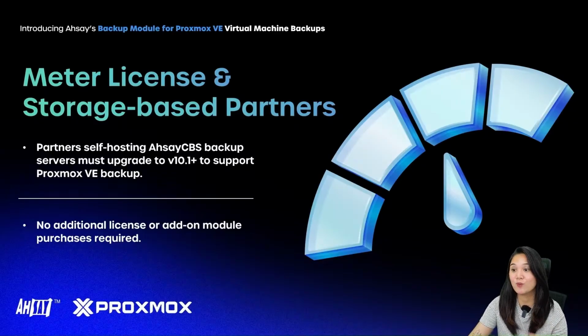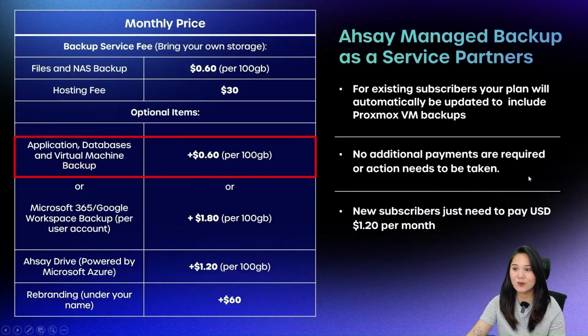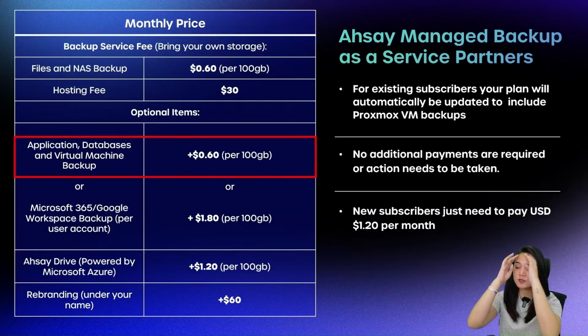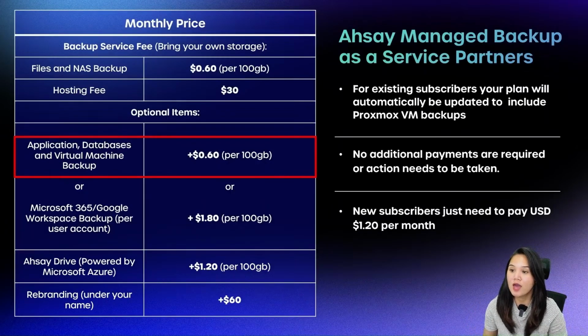Lastly, for our AMBAS partners, everything is even more seamless. For existing subscribers, your plan will automatically be updated to include Proxmox VM backup. There's no extra payment or manual action required on your part. For new subscribers, the Proxmox Backup module is simply $1.20 per month, keeping it affordable and consistent with Ahsay's pay-as-you-go model.